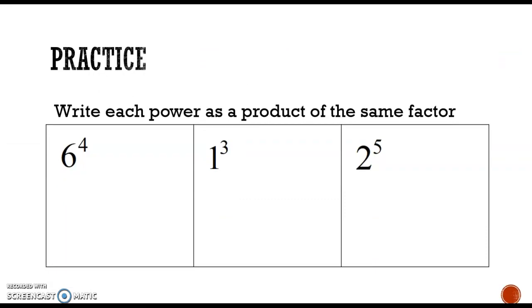So go ahead, pause the video and try these 3. And when you are done, you can unpause the video and check your answer.